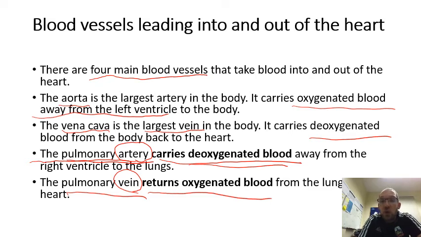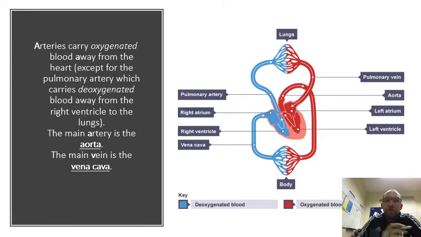So an exam question could be, what is the difference between the pulmonary artery and pulmonary vein? You need to make sure you remember one is oxygenated and one is deoxygenated, and it's not the same as usual. Arteries carry oxygenated blood away from the heart, except for the pulmonary artery, which carries deoxygenated blood away from the right ventricle to the lungs. The main artery is the aorta, and the main vein is the vena cava.